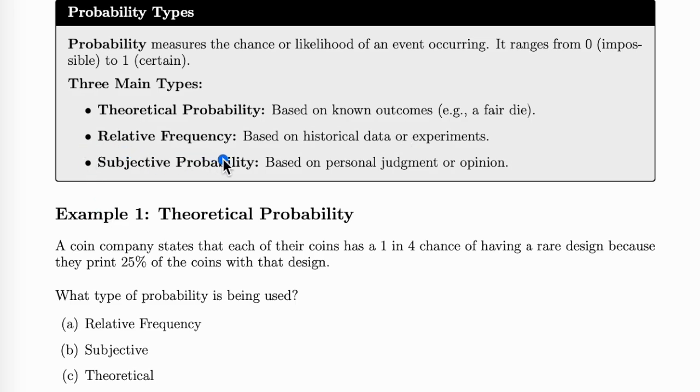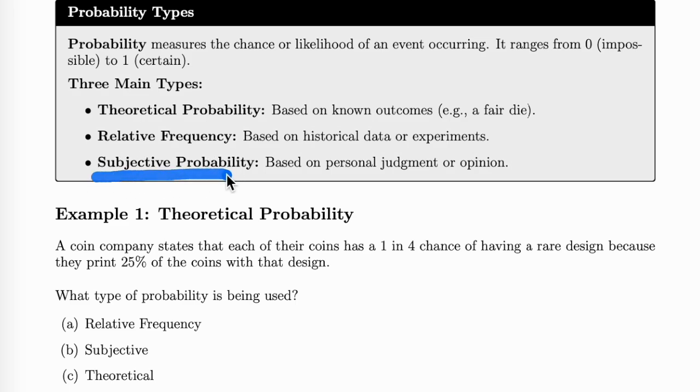Now, relative frequency is based on historical data or experiments. An example of relative frequency might be how meteorologists predict the chance of precipitation. The meteorologist will go back in history and look at all the data that's available and look to see, out of all of the times that the conditions were exactly the way they are now, what's the frequency that we had precipitation. And that is how they decide on the probability for if it's going to rain or not.